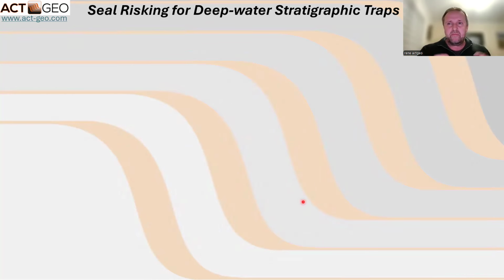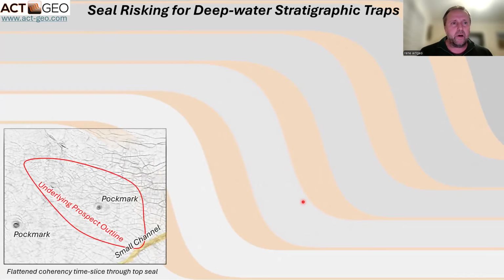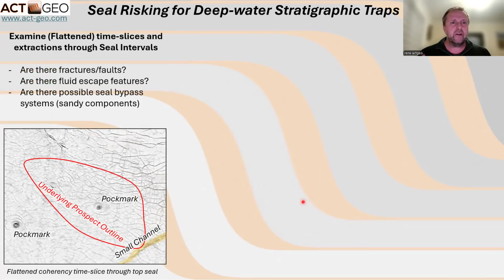Okay, that's nice, but what do I actually do with seismic data to try to risk these things? There's three things I would strongly recommend that you always do, and that I would like to see when I do a seal evaluation or a query one. And one is, just like you do with reservoir, show me flattened time slices and extractions for the seals, right? So all the different seal intervals should have those extractions.